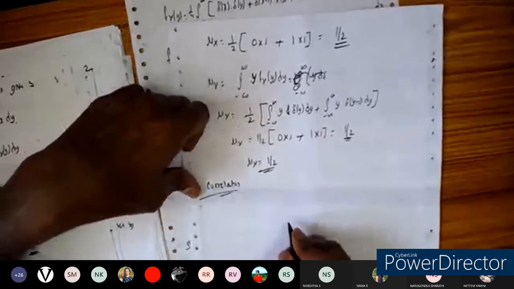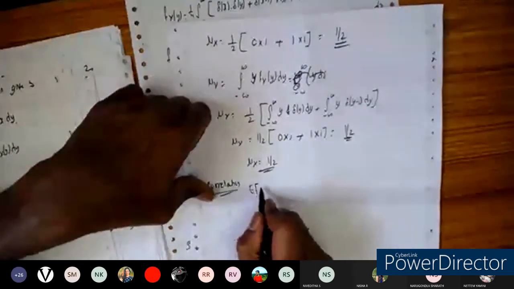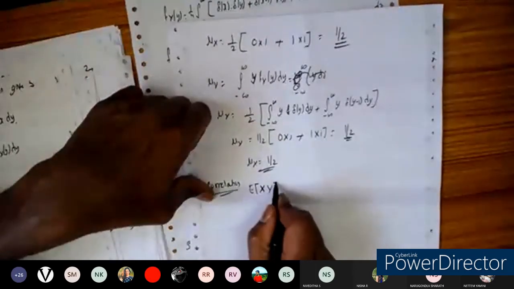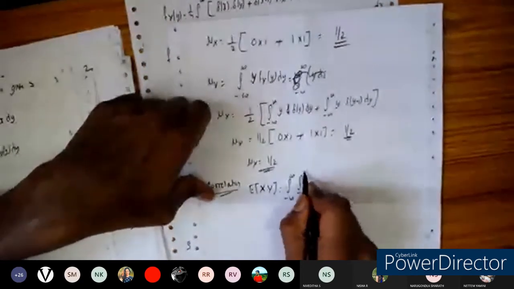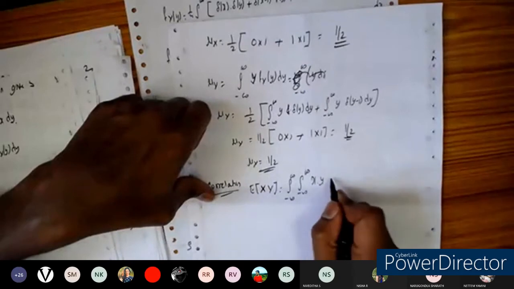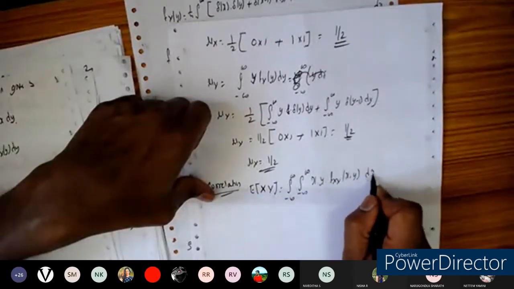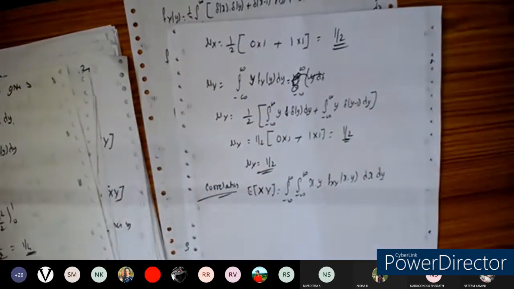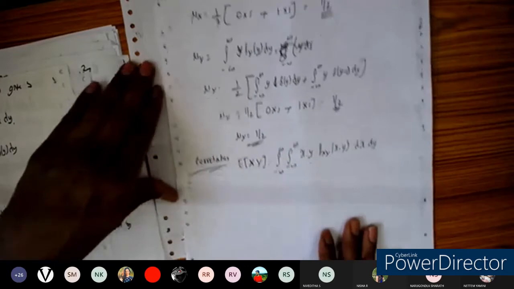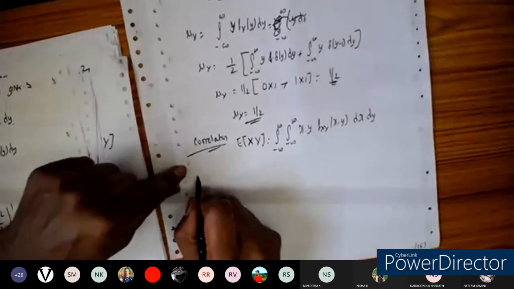Let us find out the correlation. The correlation is nothing but the expected value of the bivariate random variables x and y. So we need to take a double integral of x into y into f_xy(x, y) into dx into dy. This is the correlation we are going to consider.